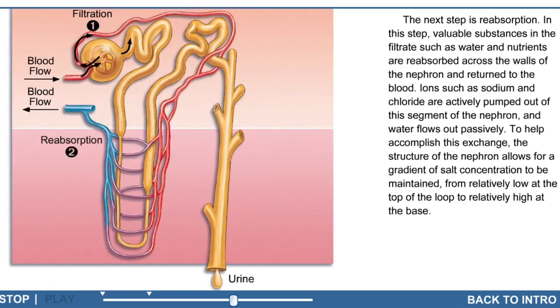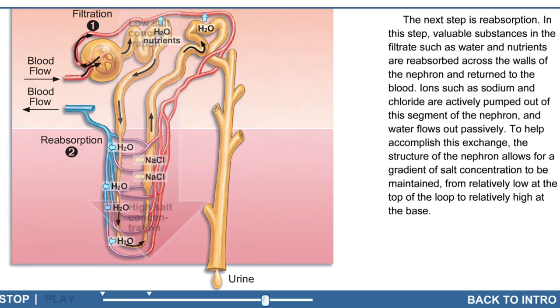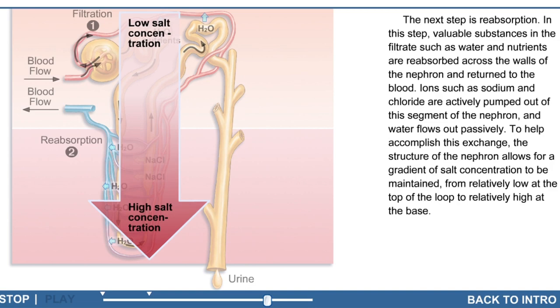The next step is reabsorption. In this step, valuable substances in the filtrate such as water and nutrients are reabsorbed across the walls of the nephron and returned to the blood. Ions such as sodium and chloride are actively pumped out of this segment of the nephron, and water flows out passively. To help accomplish this exchange, the structure of the nephron allows for a gradient of salt concentration to be maintained, from relatively low at the top of the loop to relatively high at the base.